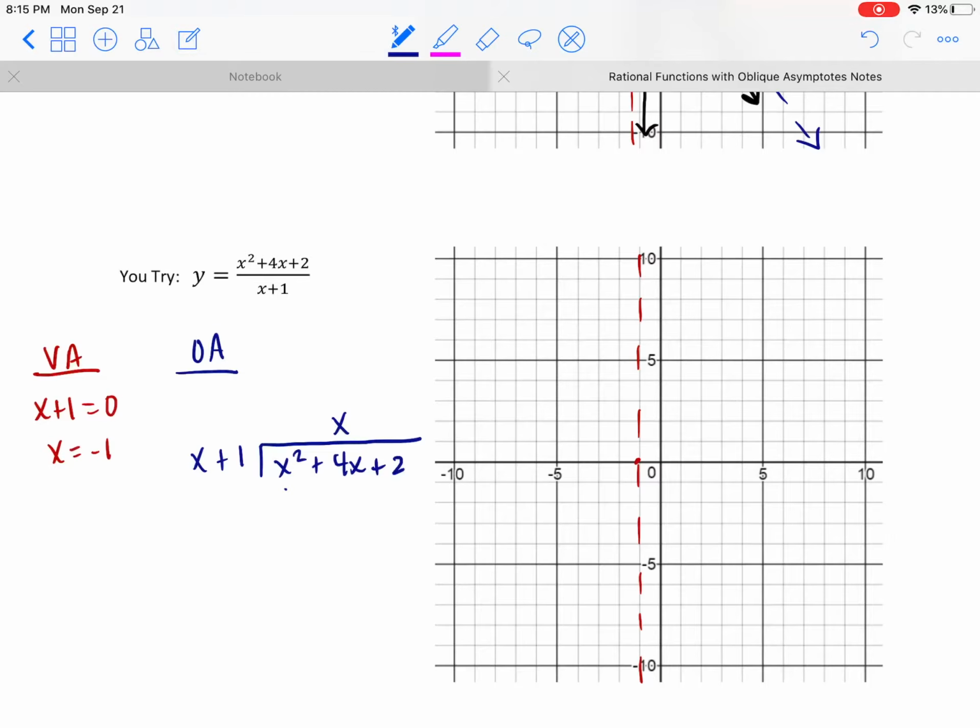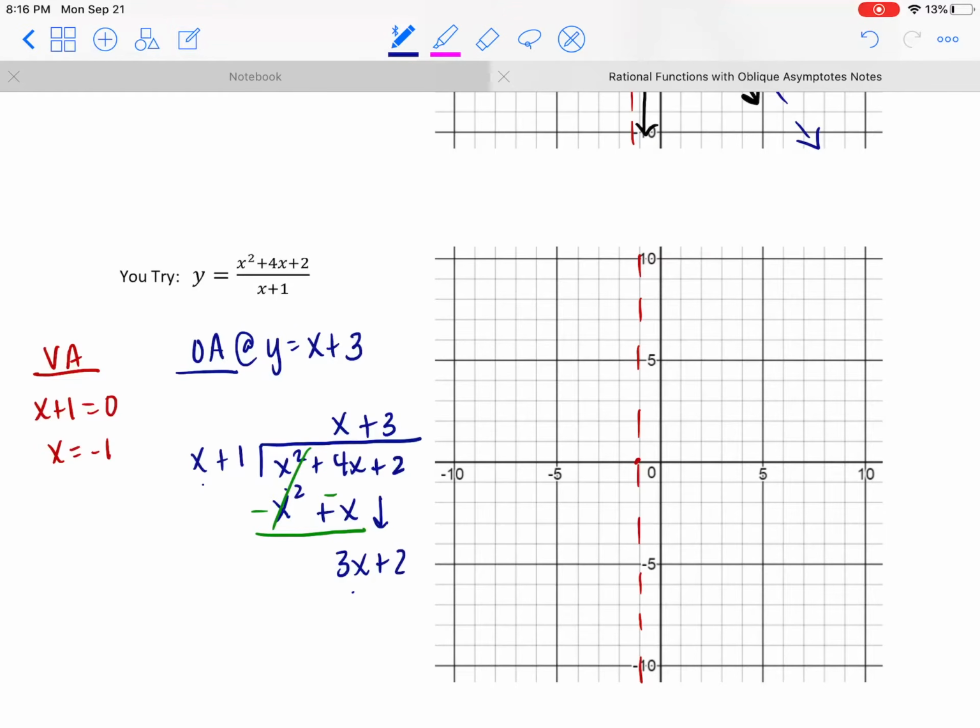So x squared divided by x is going to be x. X times x is x squared. X times 1 is 1x. When I subtract that, these will cancel. And 4 minus 1 is going to give me 3x. And 3x divided by x is going to give me a positive 3. So this oblique asymptote is going to be at y equals x plus 3.